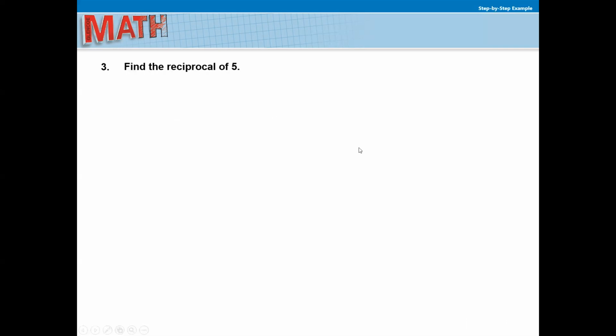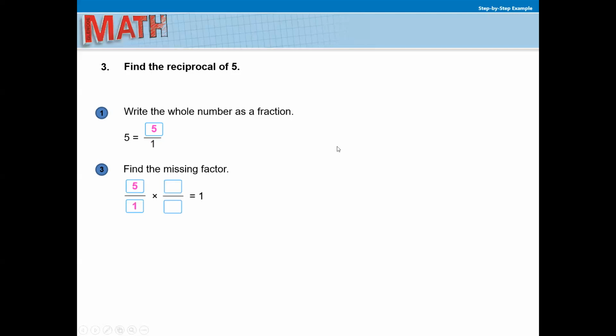Number 3, find the reciprocal of 5. Well, how do we write 5 as a fraction? Write the whole number as a fraction. 5 equals 5/1. Find the missing factor. 5/1 times what equals 1? 5/1 times its reciprocal, 1/5, equals 1.